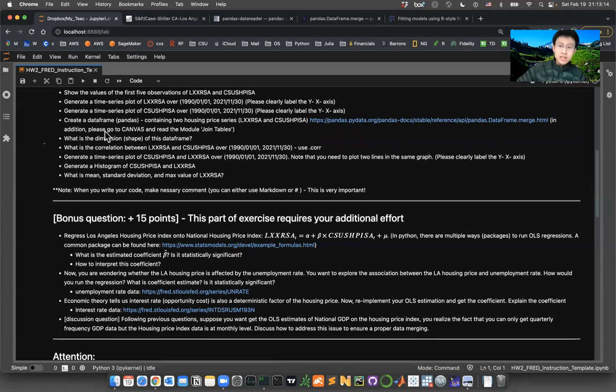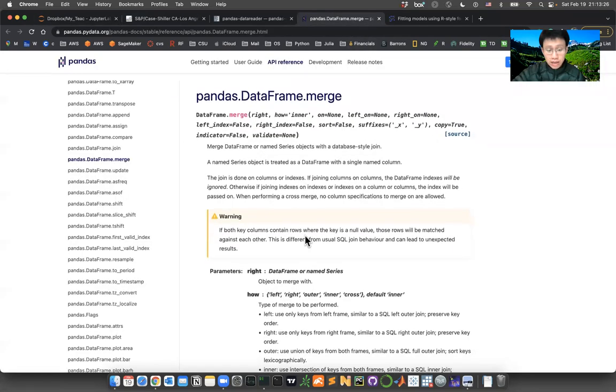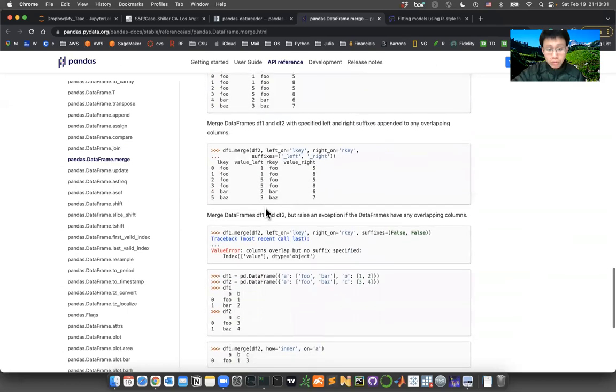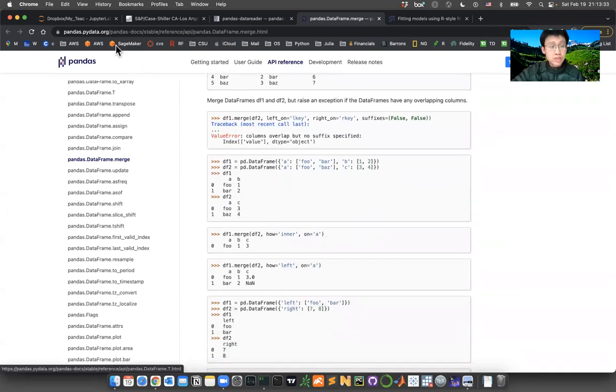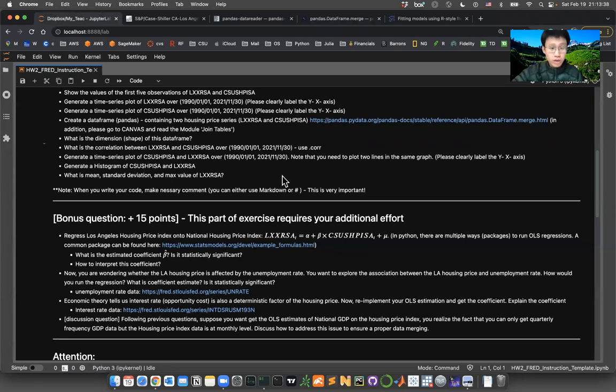On Canvas, I posted an additional learning resource, and I also have a link posted on the Jupyter Notebook. You can find very detailed instructions, along with examples, on how to merge the data. It's very easy to do. Once you read the page, you should be able to sort things out with probably just one or two lines of code.